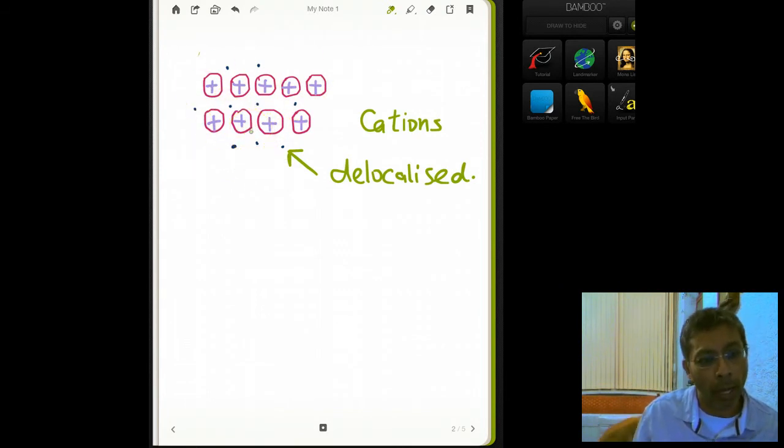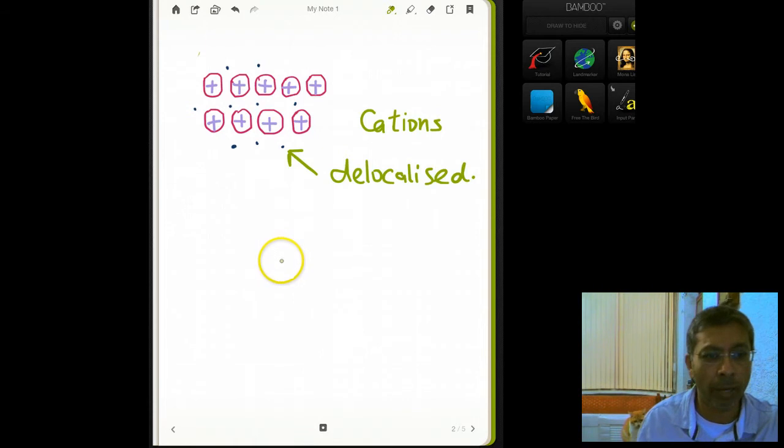Okay, and it's the attraction between these negative electrons and the positive cations which holds the whole metal structure together. That's the glue, if you like. That is the metallic bond, the attraction between the negative electrons and the positive ions.